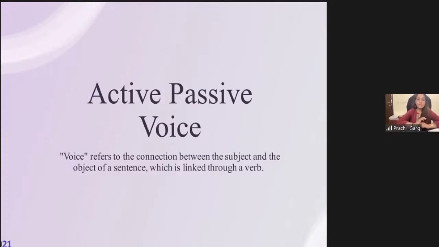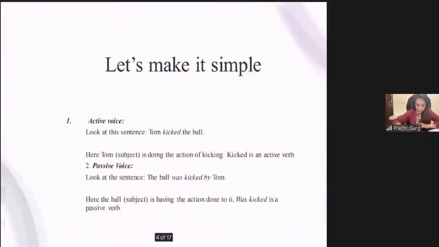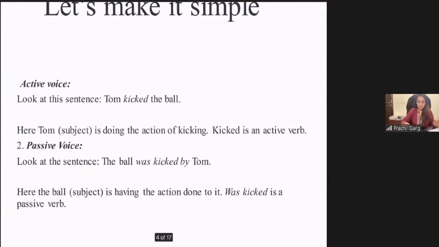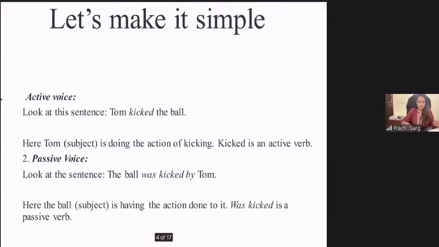Okay, now let's make it simple. I know the definition of voice can be very confusing, and sometimes it seems like, what does it mean? A voice, connection between subject, object, link through verb, what exactly could it mean? So let's make it simple. Active voice. Look at the sentence. Tom kicked the ball. Can you see the sentence?